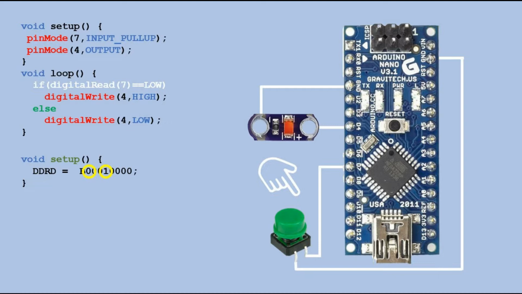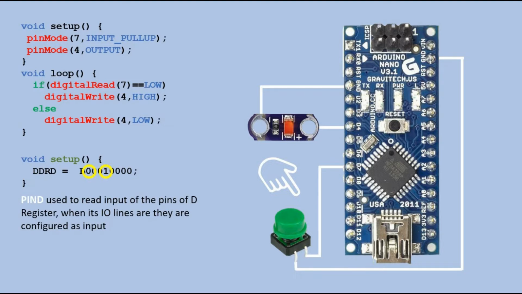Next in loop we have if statement that checks if value read at the digital pin 7 is low. How can we do that here? In one of the previous slides, I mentioned PIND register that holds current values read at the pins belonging to the D register.